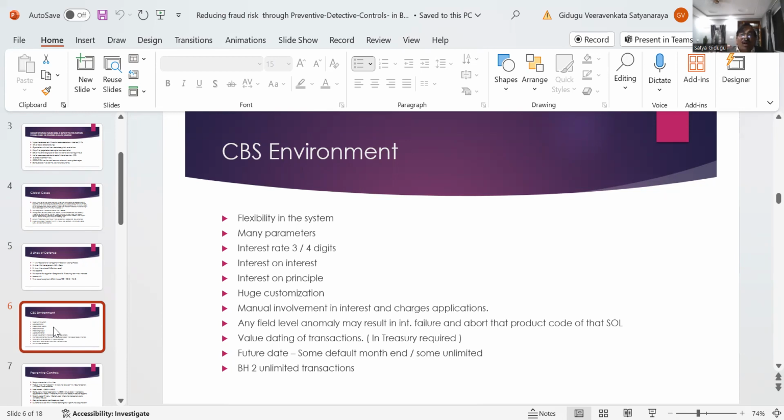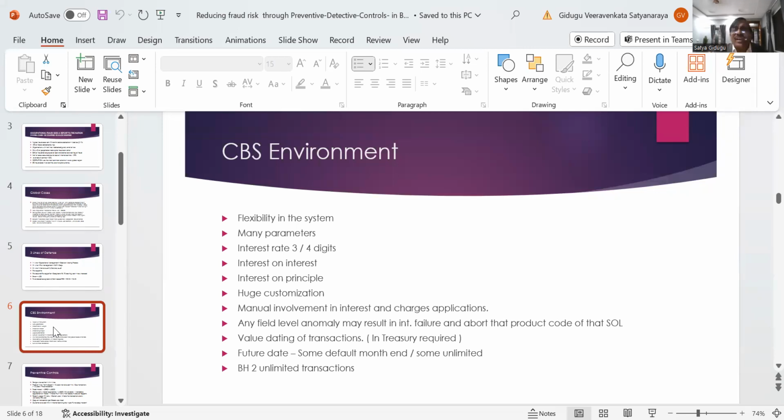In that software, the interest application parameters are very limited. That's a simple software. It's compounding only. But in Finacle, there are a lot of parameters, thousands of parameters. So many parameters means so much flexibility.